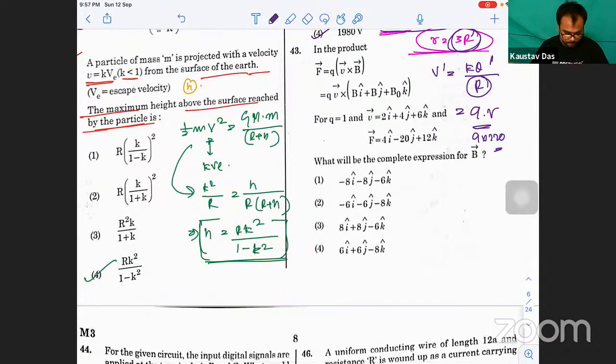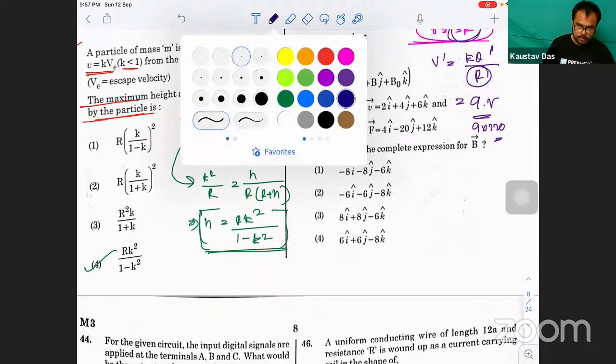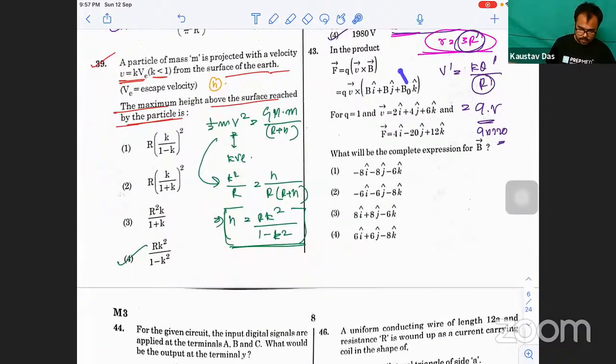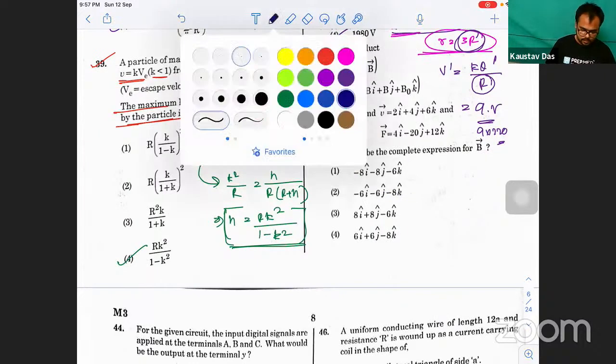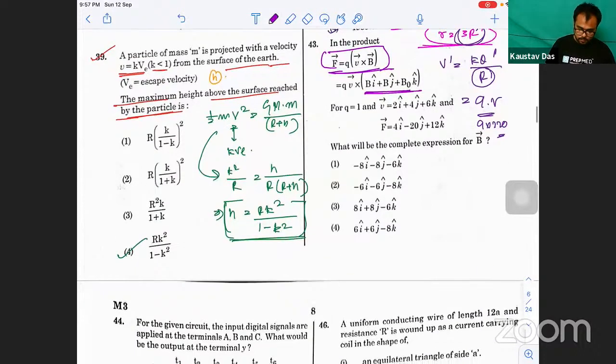Yes. Come to question number 43. Here also, in this question particularly, I am going to give this answer in the Telegram, because finally this is the force. It will take some time actually. The question is not difficult, and at the last moment I couldn't complete the calculations. Q into V cross B. The V is given as B I cap plus B J cap plus B0 K cap, because I had to discuss all the answers actually. So this is the value of B, and the value of V is also given.